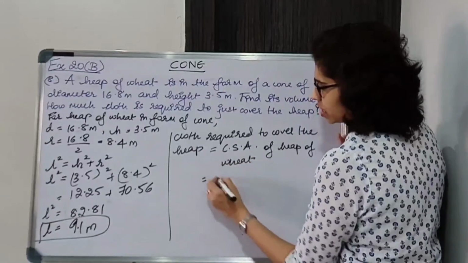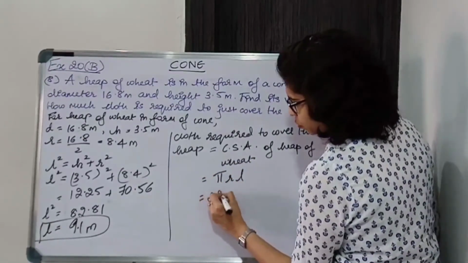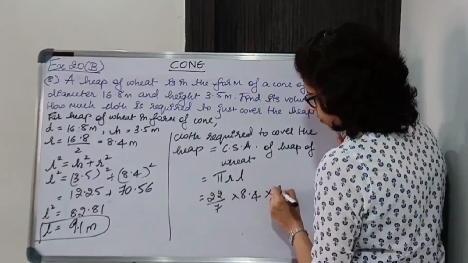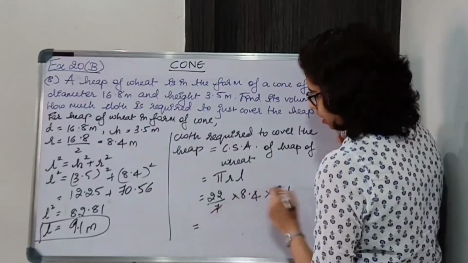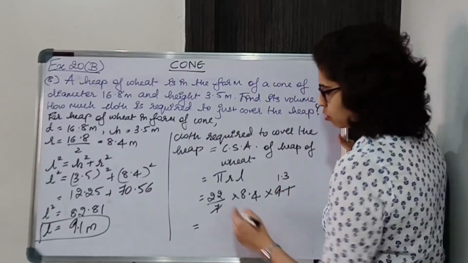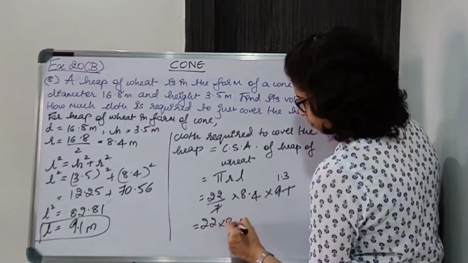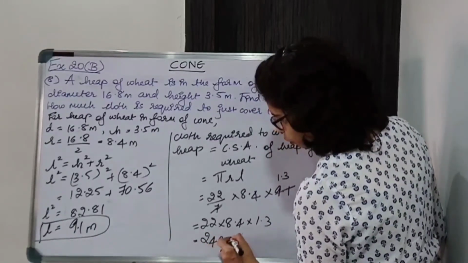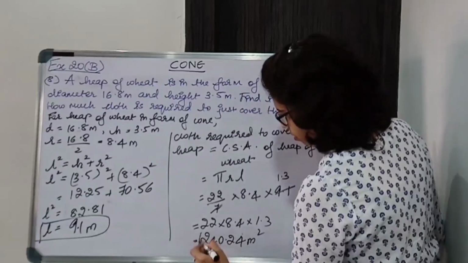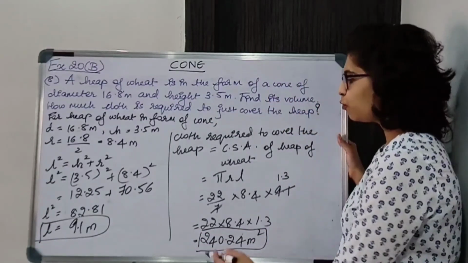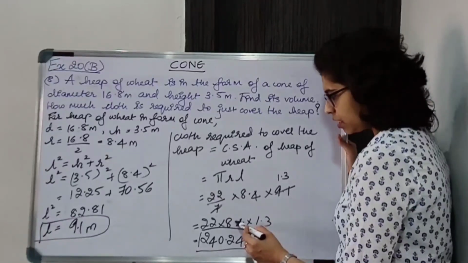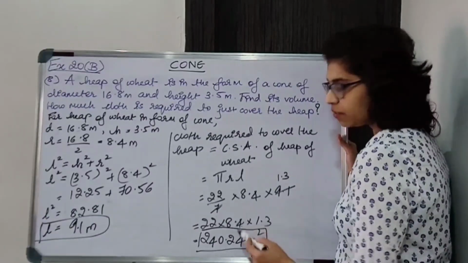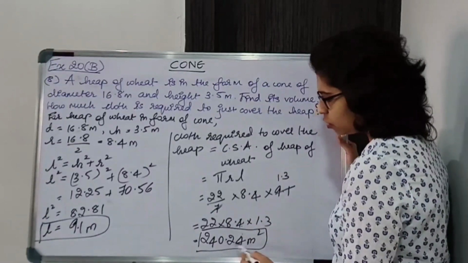ठीक है, what is curved surface area? Pi r l, that is 22/7 into R is 8.4 and L is 9.1. ठीक है, 7 13s are 91. So multiplying this 22 into 8.4 into 1.3. This gives 240.24 meter square. ठीक है, you get 24024 and there is decimal point after one place and over here after one. So 1 and 1 you will put decimal point after two places. Okay.